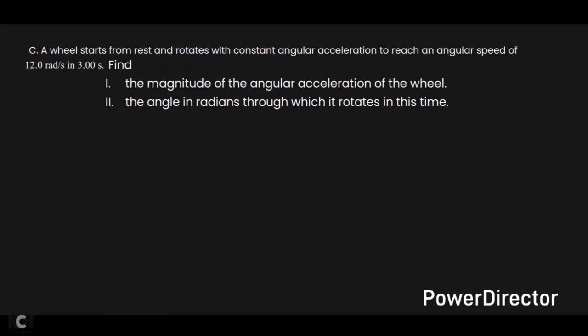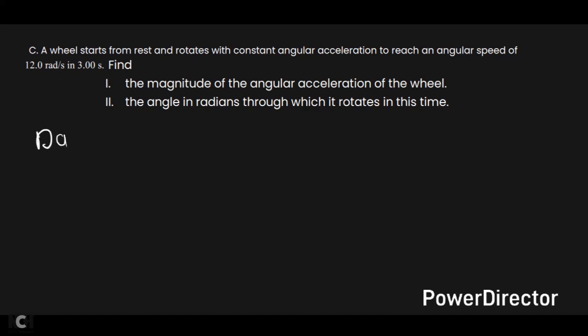Okay, let's go on to question C. On question C, they are saying that a wheel starts from rest and rotates with a constant angular acceleration to reach an angular speed of 12.0 rad per second in 3.00 seconds. Find the magnitude of the angular acceleration of the wheel. That's the first one. So what are you supposed to do in this situation?